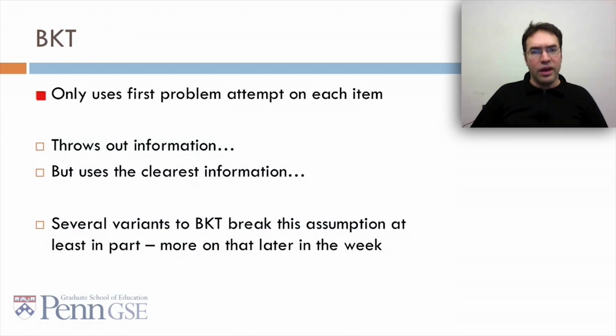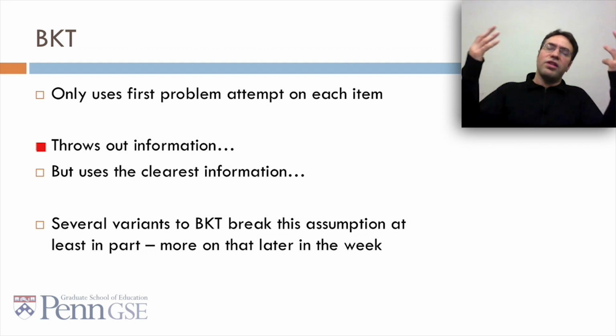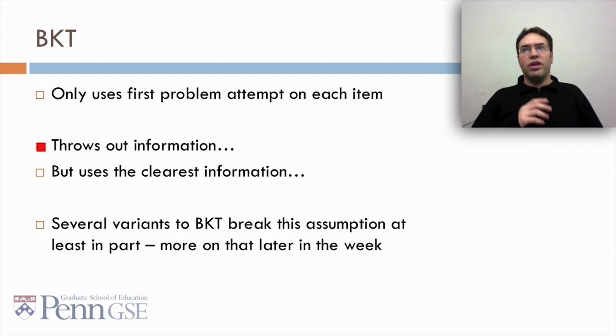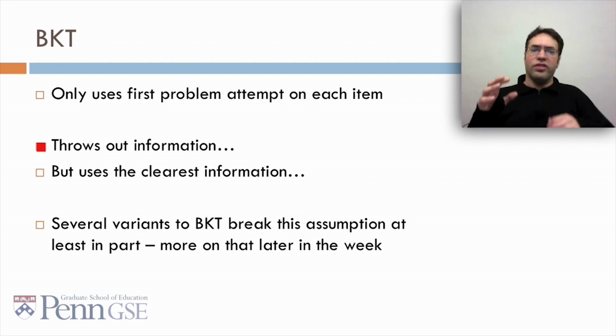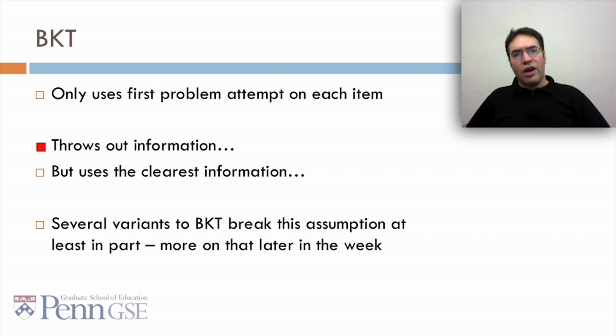A few notes about BKT. First of all, BKT only uses the first problem attempt on each item. This throws out lots of information. I mean, if you think about it, a student gets something wrong, then they get it wrong again, and then they get it wrong again, then they get it wrong again, then they finally get it right, is different than if a student gets it wrong, and then 3 seconds later goes, oh, shoot, I did 2 instead of 3, and they get it right. So this throws out a lot of information.